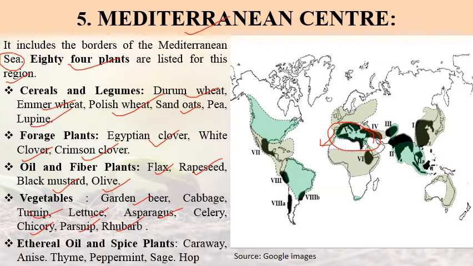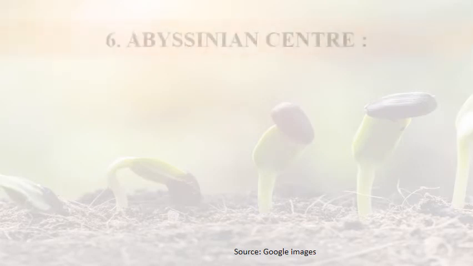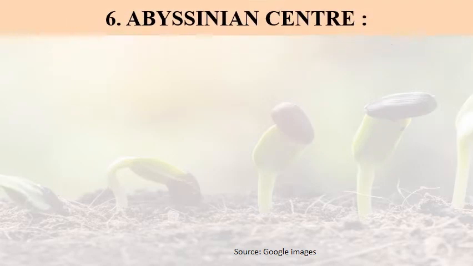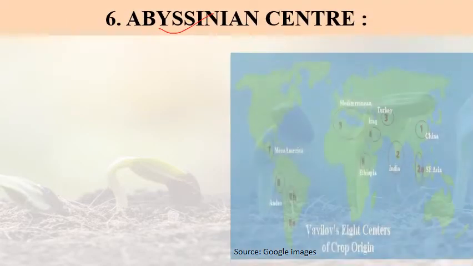Then we have ethereal oils and spice plants which originated in this center of region, that is caraway, anise, thyme, then peppermint, sage, hop, etc. Next is the sixth center of origin, that is the Abyssinian center. It is located in the African continent.